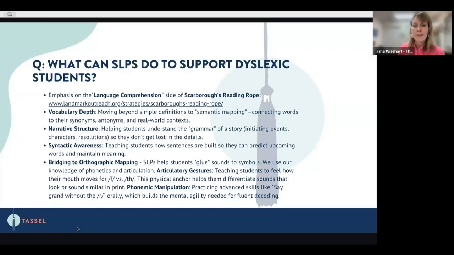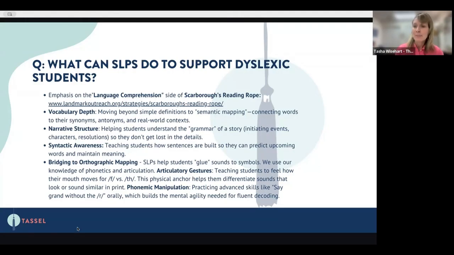And then also another part that I like is the orthographic mapping, and that's where you use your articulation background of how do we help our students produce the sounds in their mouth? How do they feel the sounds in their mouth? And then they can understand that's how they can spell the sound correctly or read the word correctly.